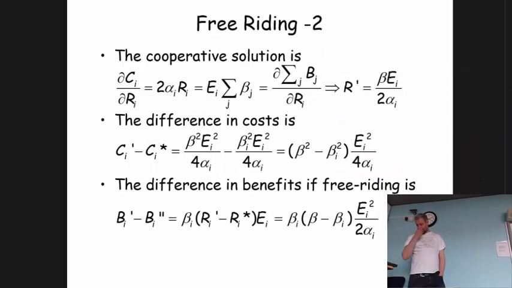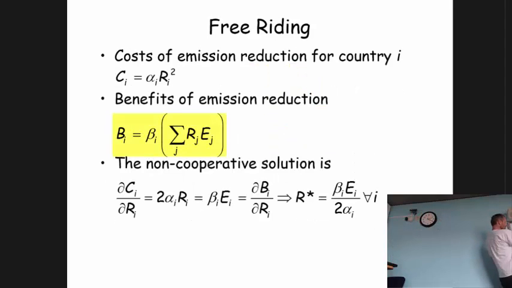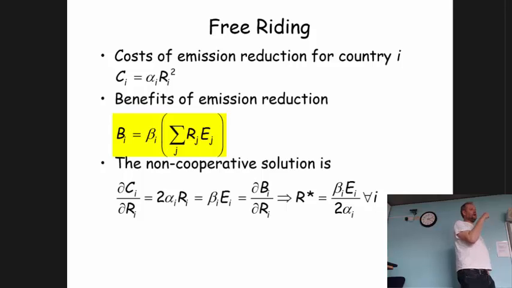That's the non-cooperative solution. The cooperative solution looks something as follows. Costs of emission reduction only depend on what you do yourself, so the cost derivative stays the same. But what you now need to do is take the derivative of the sum of all benefits with respect to the action of country i. And what happens there is that, yes, you affect yourself, but through your emissions you also affect all the others, and you have to take into account the impact of your emissions on everybody else.